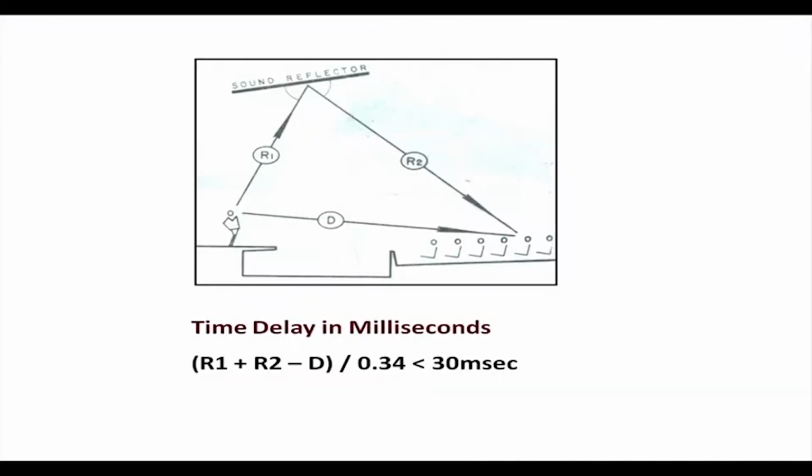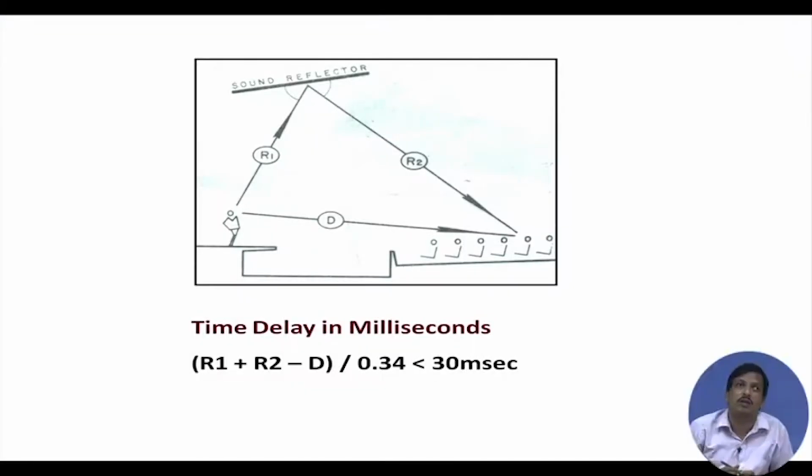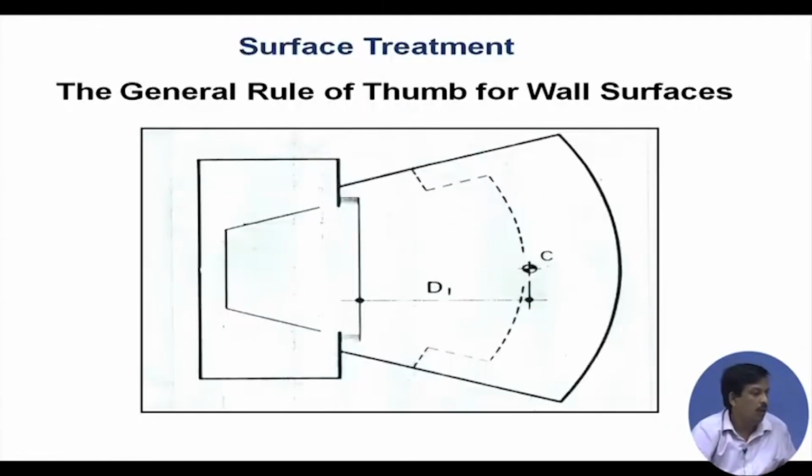Okay. Next, time delay. This is very important. We have to make sure that at least the initial reflections reach the audience within 30 milliseconds. If the direct sound distance is d, and the reflected sound travels R1 plus R2, then (R1 plus R2 minus d) divided by 0.35 is the time gap between the direct sound and the first reflection. It should be within 30 milliseconds.